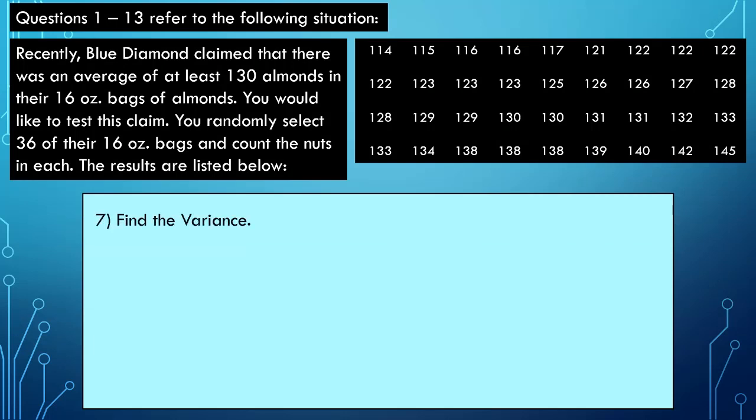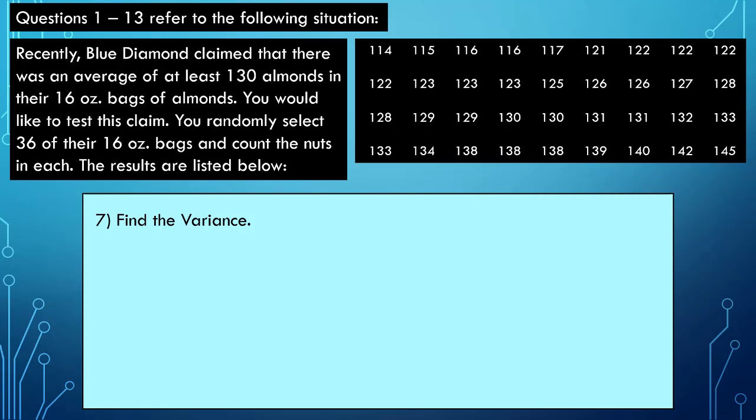Find the variance. So the variance takes a while if we do it the way we did in section 2.4, where we would make a table of values. All 36 values would be there. We would subtract the mean from each one of those values to find our deviations. Then we would square the deviations, add those squares together, and divide by either n or n minus 1, depending on whether it was a population or a sample, and that would give us the variance.